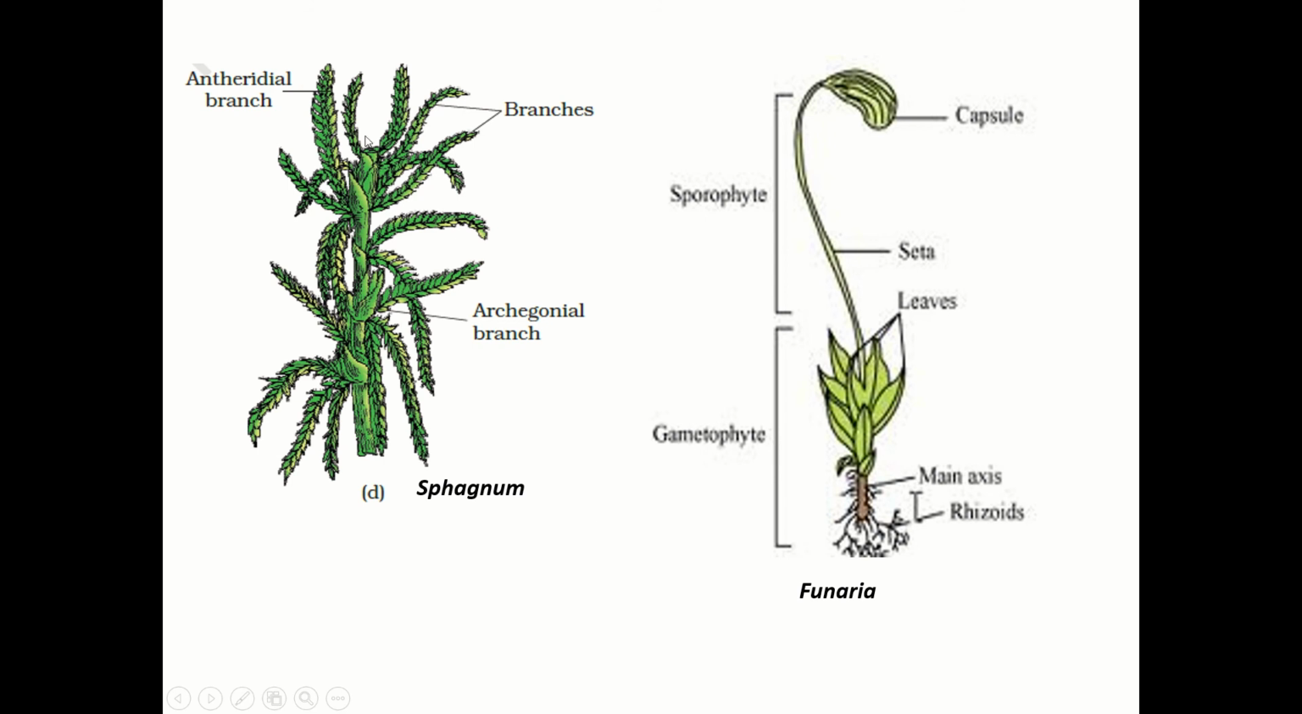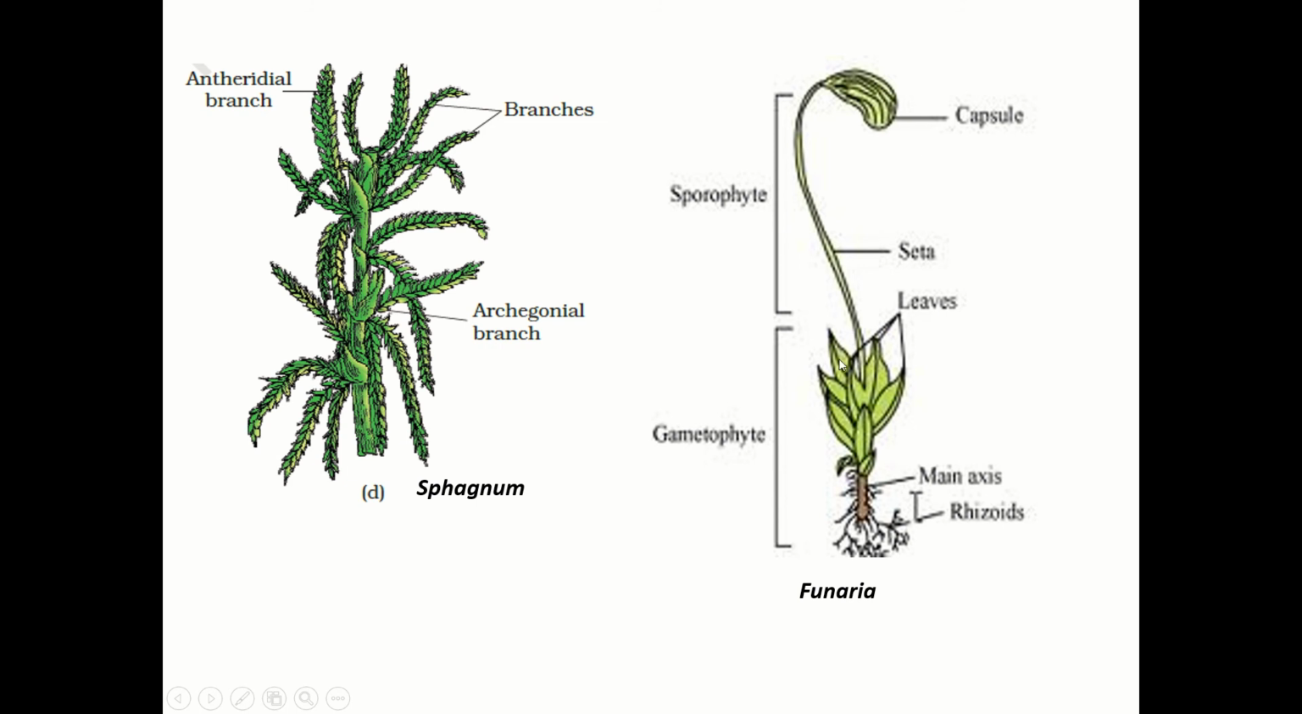Now this is an example of sphagnum moss. This is the biggest moss. You can see this is the antheridial branch and these are the branches; in the archegonial branch the female sex organ is present. And this is Funaria. Now Funaria is divided into the leafy shoot and the sporophyte, which consists of three parts, that is the foot, seta and capsule.